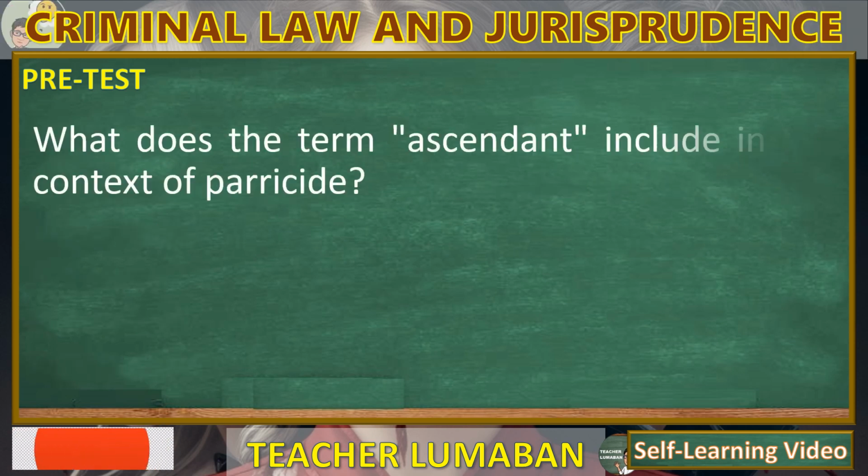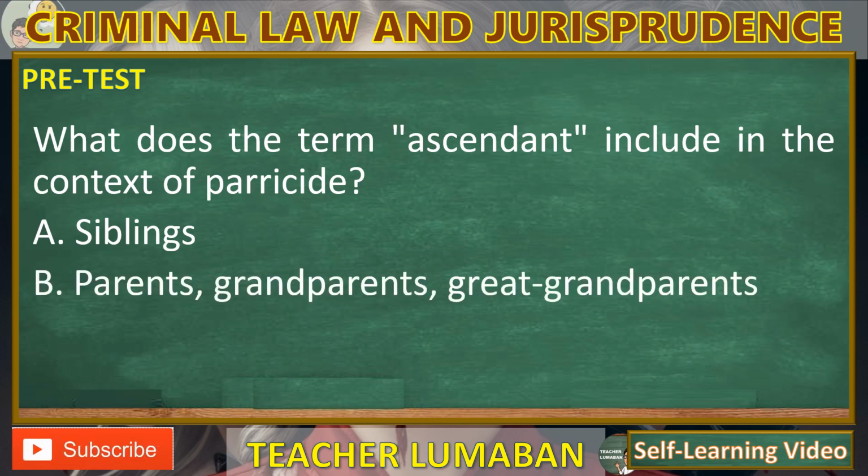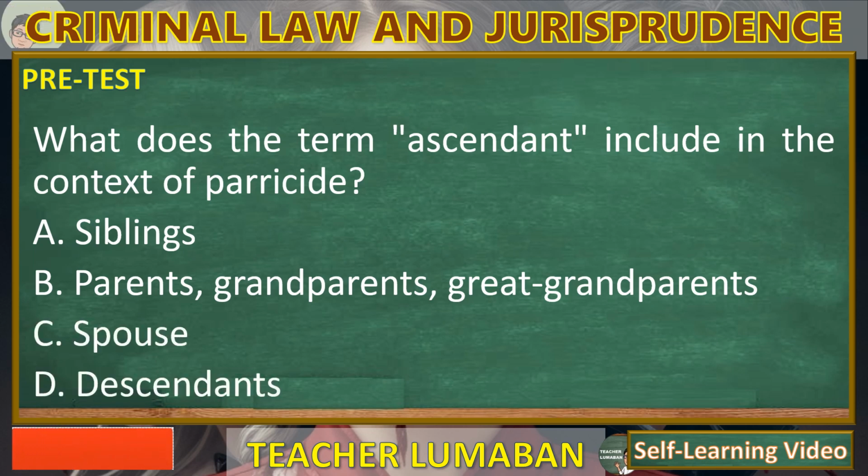What does the term ascendant include in the context of parricide? A. Siblings. B. Parents, grandparents, great-grandparents. C. Spouse. D. Descendants.